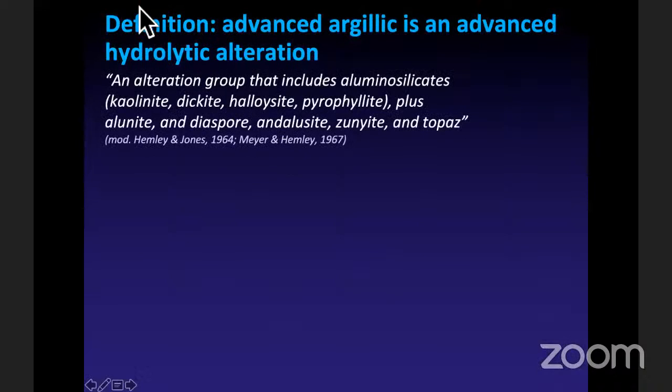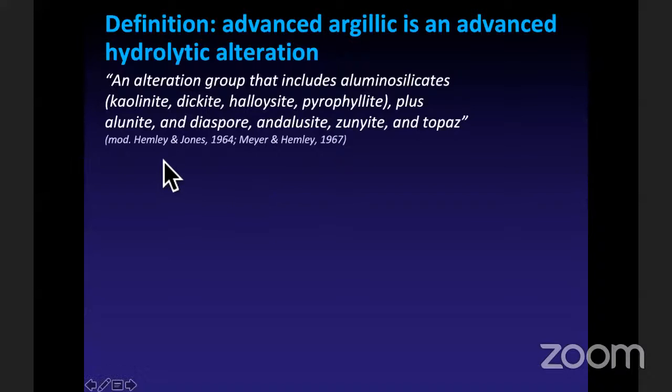So what are we talking about? Let's go to basics. The definition of advanced argillic alteration is an advanced hydrolytic alteration. We are talking about hydrothermal alteration of the entire rock, but particularly of feldspars, for example, and other components of the rock-forming minerals of the rock and the matrix. So it was defined in the 1960s by Julian Hemley, who happened to be a graduate of the university where I'm teaching now, the University of Texas at El Paso. It was then called the El Paso Western Texas Mining and Engineering or Metallurgy School.